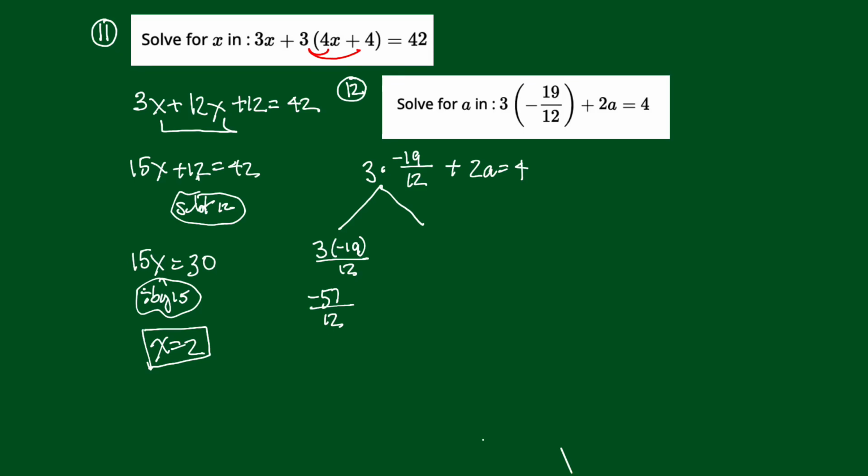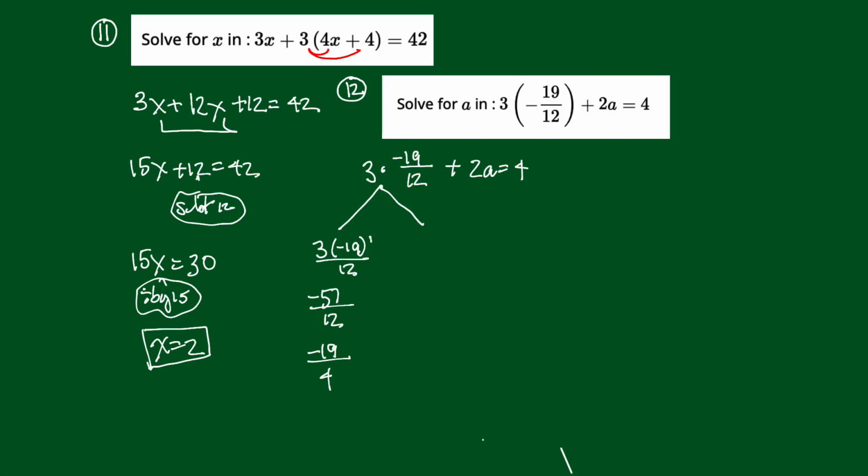Now notice, if you reduce it, you're trying to find a number that goes into both 57 and 12. It happens to be 3. So negative 57 divided by 3 is negative 19. 3 into 12 is 4. Okay, so I could reduce that to negative 19 over 4.